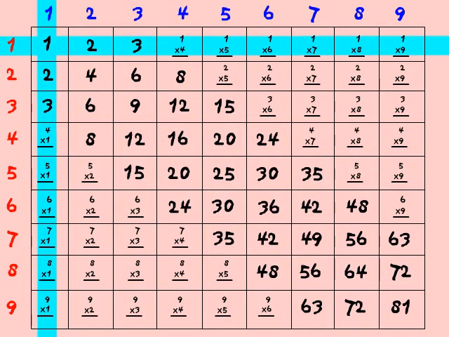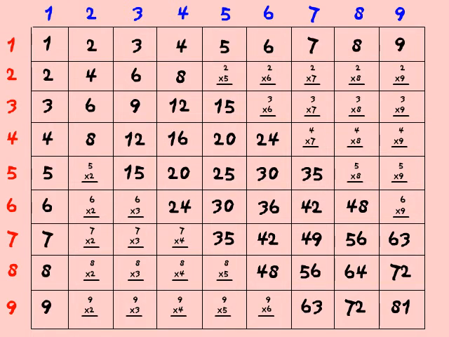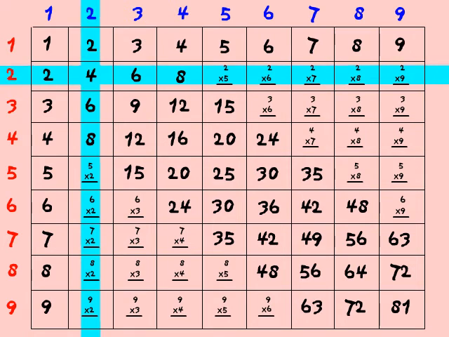Next we have the times 1 row and column. Well, that's easy. We can just write that in right away. And then we have the times 2. That's almost as easy, because that's just adding a number to itself.